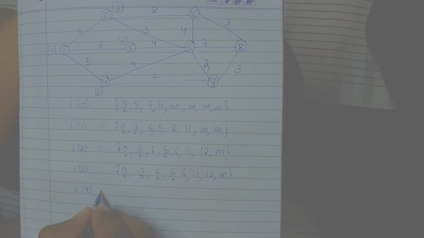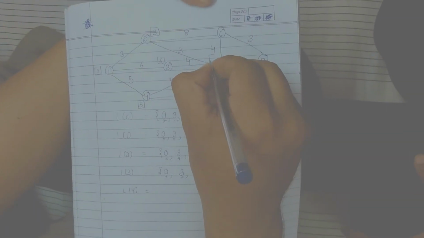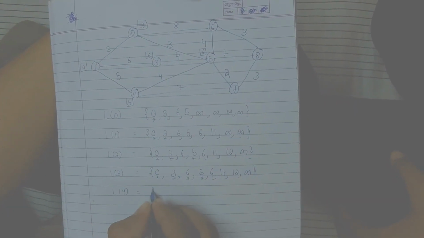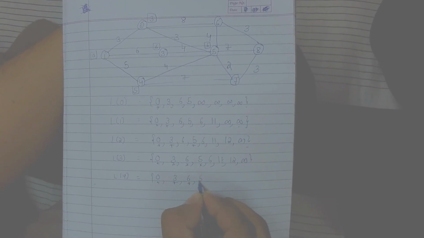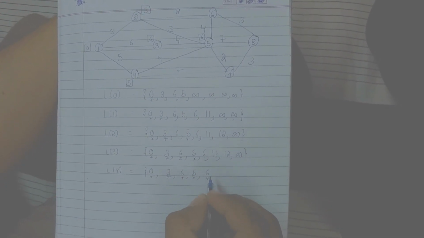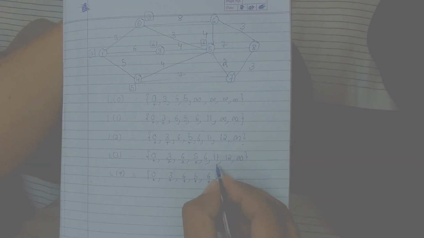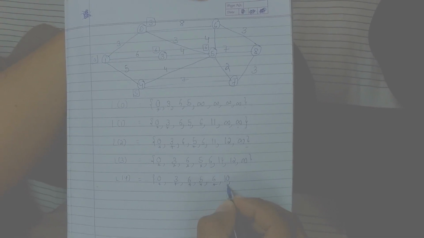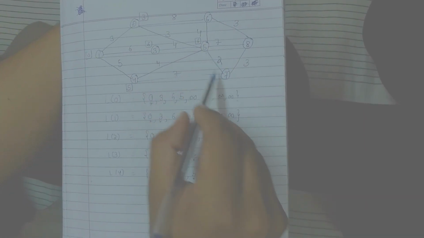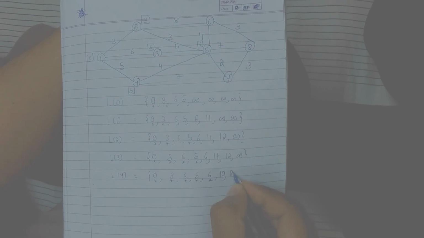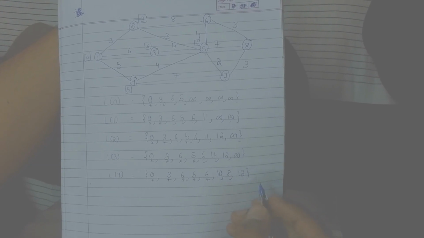In the next step, we look for the minimum, that is 6. 6 is the distance at the 5th. We are going to assign 6 to the 5th node. Then looking at the distances from the 5th node, the distance of the 6th node from the 5th is 6 plus 4, that is 10, which is lesser than 11, that's why we take 10. Then 6 plus 2 for the 7th, that is 8, which is lesser than 12, and 6 plus 7, that is 13 for the 8th node.